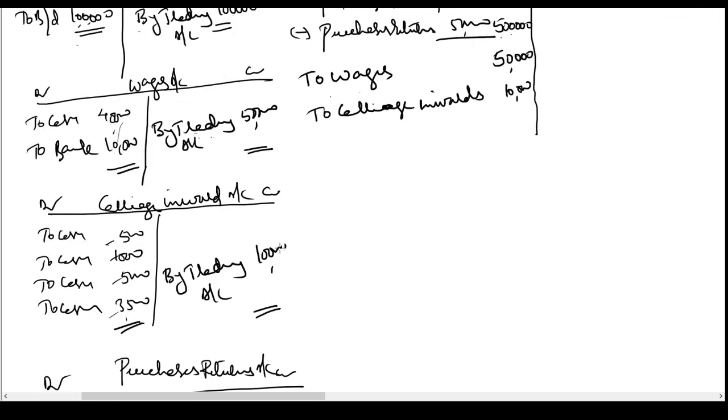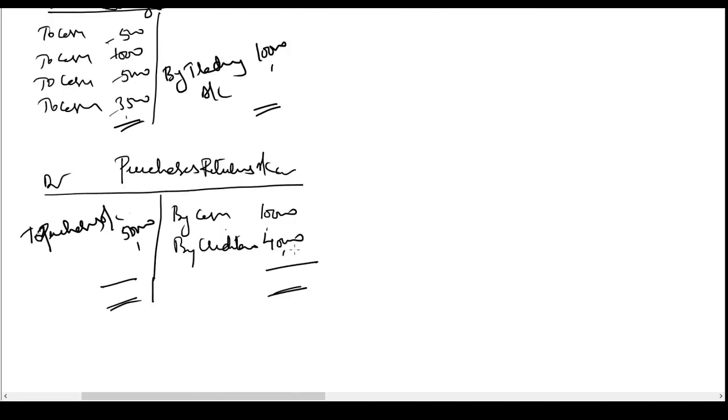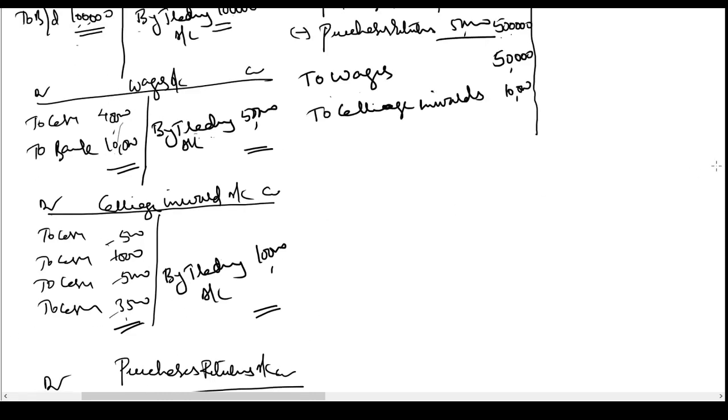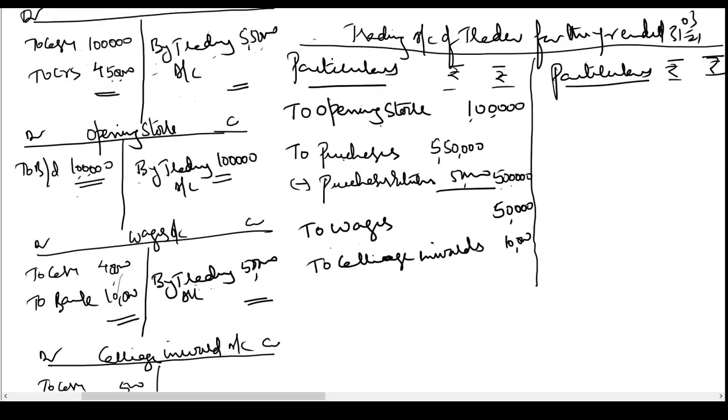Carriage inward, I am closing this account by simply writing by trading account. And I write by trading account. In trading account I have to write to carriage inwards, 10,000. Purchase returns, it could have been credited to purchase account or credited to trading account. What we do is instead of crediting it to purchase account, we write here to purchases, but we subtract it from gross purchases to arrive at the net purchase.